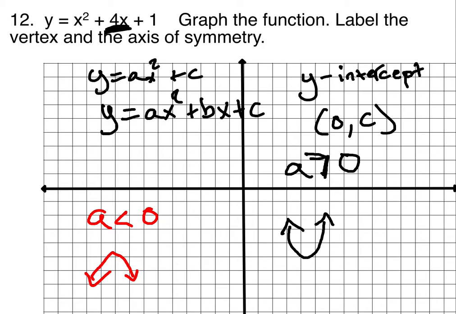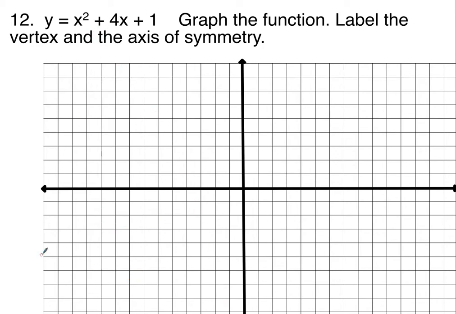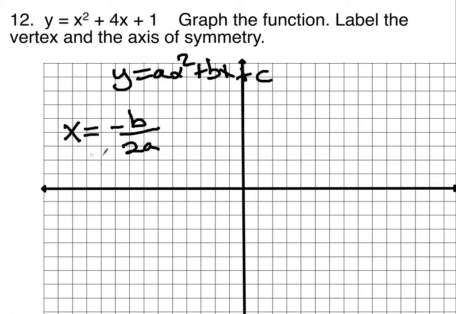Now the most important thing that we're going to talk about in this form is that when you have something written in standard form, the axis of symmetry is at this value, negative b over 2a. That's something you'll want to memorize for when you're working with quadratic formulas, because negative b over 2a, this is the b and the a value that I'm referring to, is always your axis of symmetry.